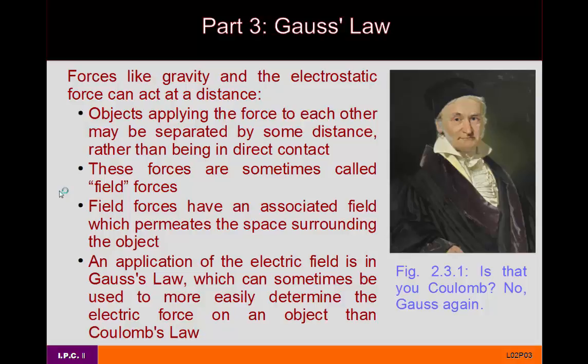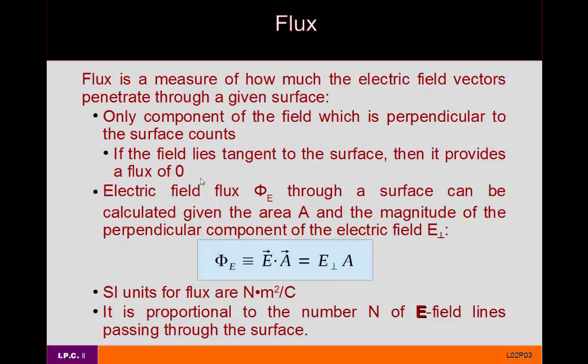So in today's lecture, what we're looking at is an application of the electric field, which is Gauss's law. Basically, what this does is it allows us in some cases to more easily determine the actual electric force that is going to act on an object than Coulomb's law would have allowed. In other words, it lets us more easily and conveniently calculate the electric field strength at a given location in space, given some charge configuration. So how do we do that?